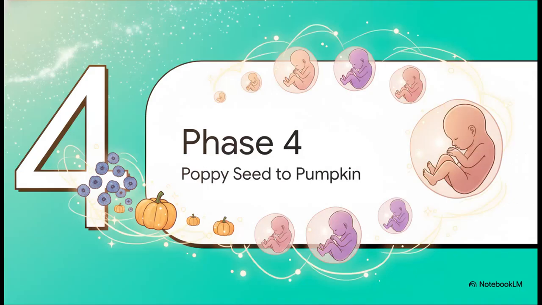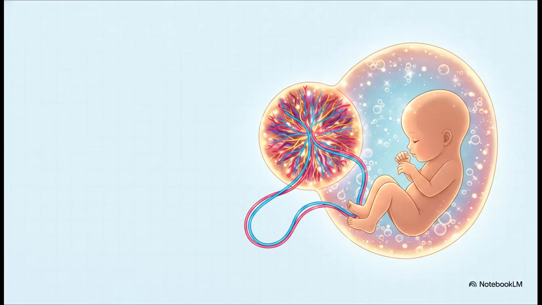All right, Phase 4, poppy seed to pumpkin. To survive this intense 9-month period of gestation, the developing fetus relies on a highly advanced life support system. It's made up of 3 critical pieces. First up is the placenta. This is a temporary organ that acts as an exchange center, passing nutrients and oxygen from the mother to the fetus and clearing away waste.